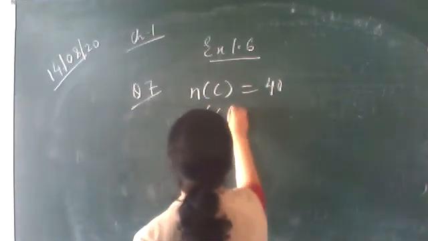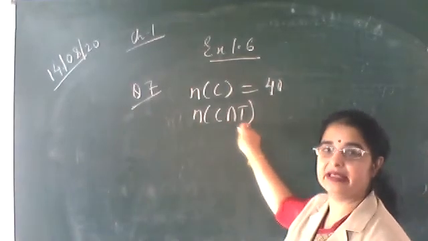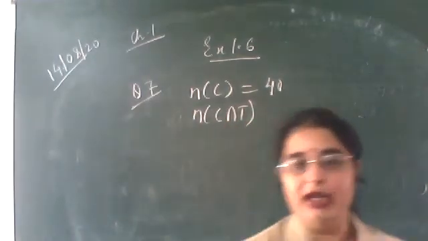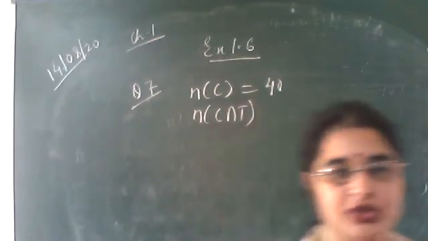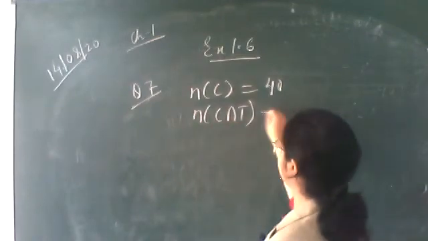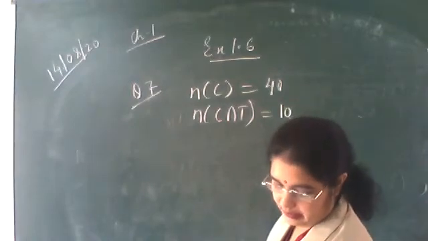Cricket and tennis, that means intersection. When we are talking about cricket and tennis, that means what? And I told you, and means what? Intersection. So cricket and tennis is equal to what? 10 people who like cricket and tennis.